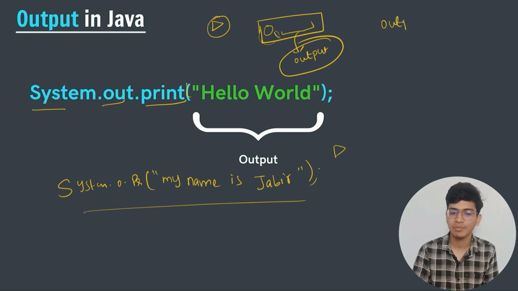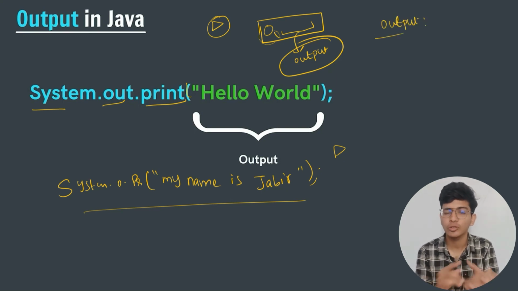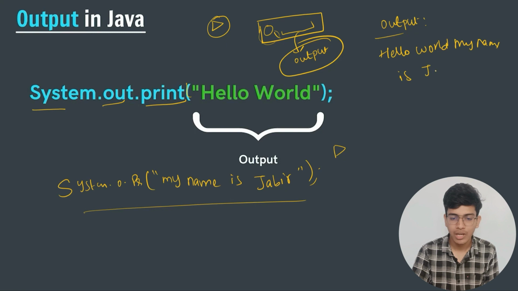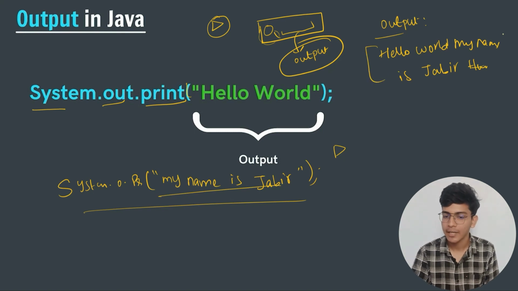So what happens when I run this program? In the output screen, let us consider that this is my output screen. I will show you what the output screen is and where it is located in our VS Code, in detail, so no need to worry at all. In the output I will get hello world, my name is Jabir, whatever output I have written, in my output screen. This is how we can print the output.